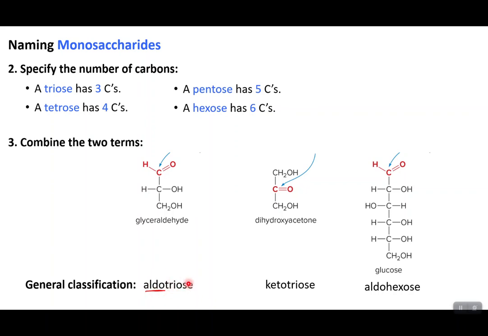Let's look at ketotriose. Here we identify this is a ketone because it has 2 R groups on either side. And then there is 1, 2, and 3 carbons. That's why it's a ketotriose. Here we have an aldehyde, so aldo will be in the front of the name. And then 1, 2, 3, 4, 5, and 6. So hexose after that.